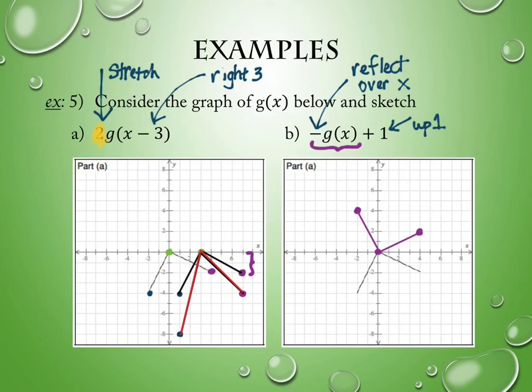And then I'll use red as my final graph again. And then I'm going to take everything and I'm going to move it up. So I'm going to shift up 1 here, up 1 here, and up 1 here. Reconnect them for that graph.